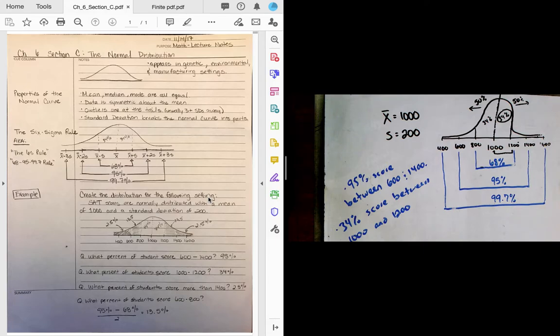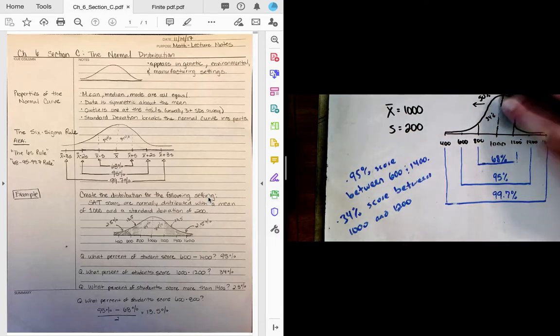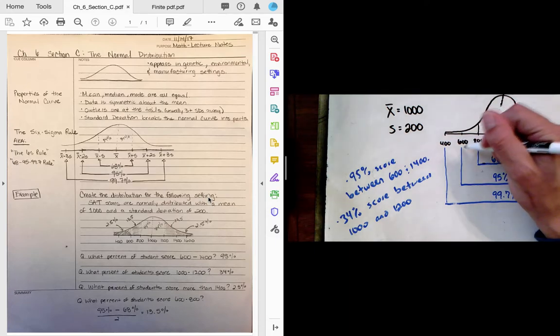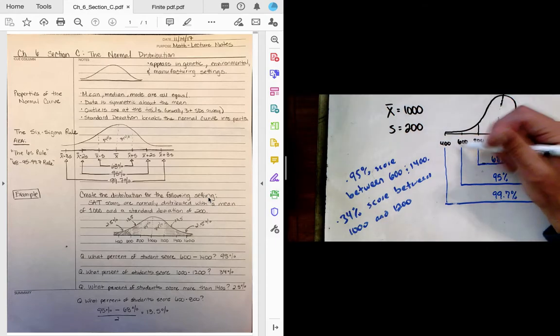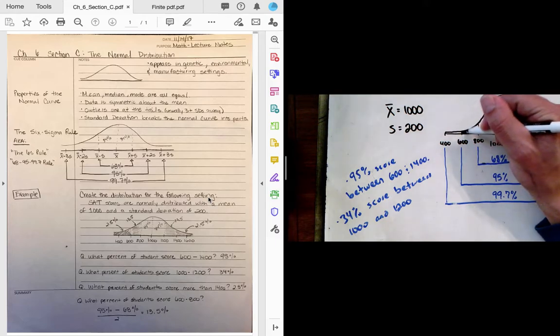And then lastly, the question said, what percent of students score between 600 and 800? And here is where we're going to have to start getting a little bit trickier with what we do. So between 600 and 800 uses two different values in the Six Sigma rule. Remember that the 800 falls along the 68th percentile, and that the 600 falls at the end of the 95 percentile, or the 95% group in the middle, I should say. So what we're interested in is actually this shaded area right here.